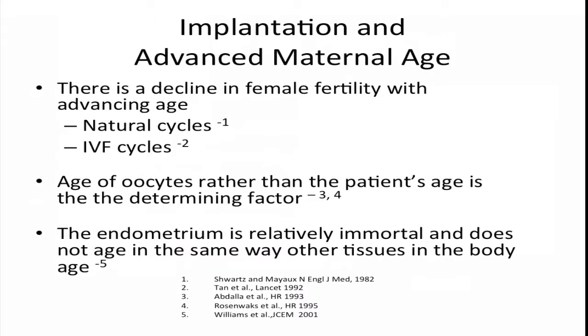There is a natural decline in female fertility with advanced age, both in natural cycles and in IVF. This is due primarily to the age of the oocyte, and it has more to do with the ovary than any other factor. The endometrium, on the other hand, is relatively immortal and does not appear to age in the same way that other tissues do in a woman's body.